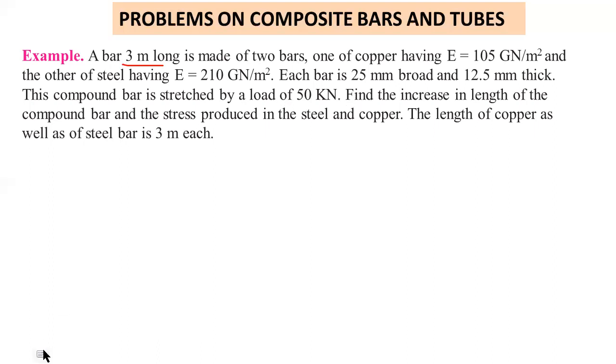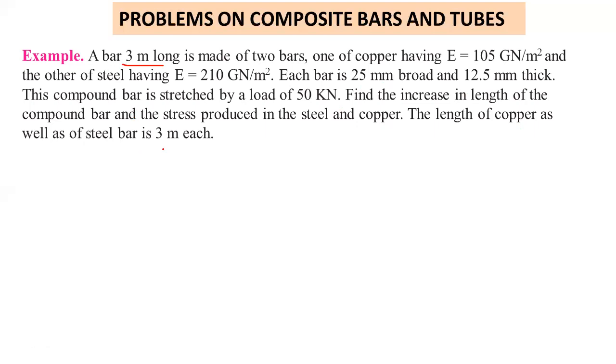And here each bar is 25 mm broad and 12.5 mm thick. This compound bar is stretched by a load of 50 kilonewtons. Find the increase in length of the compound bar and the stress produced in the steel and copper. The length of the copper as well as the steel bar is 3 meters each.